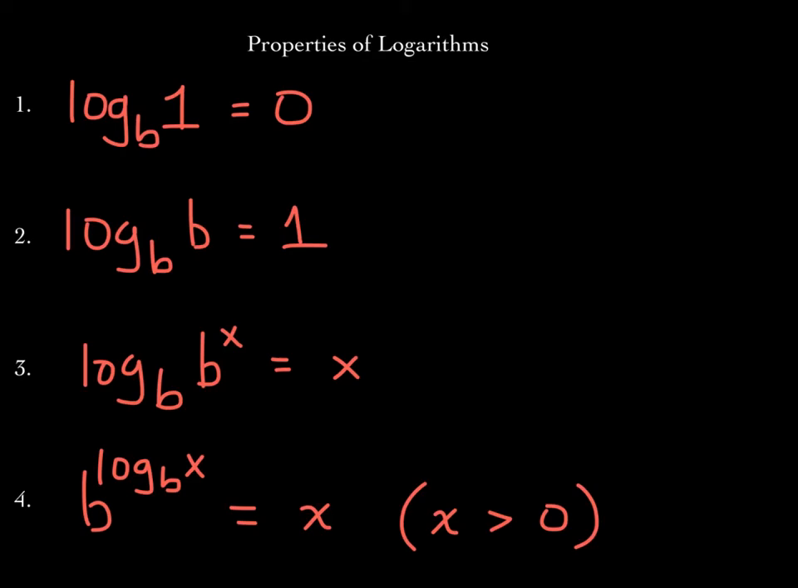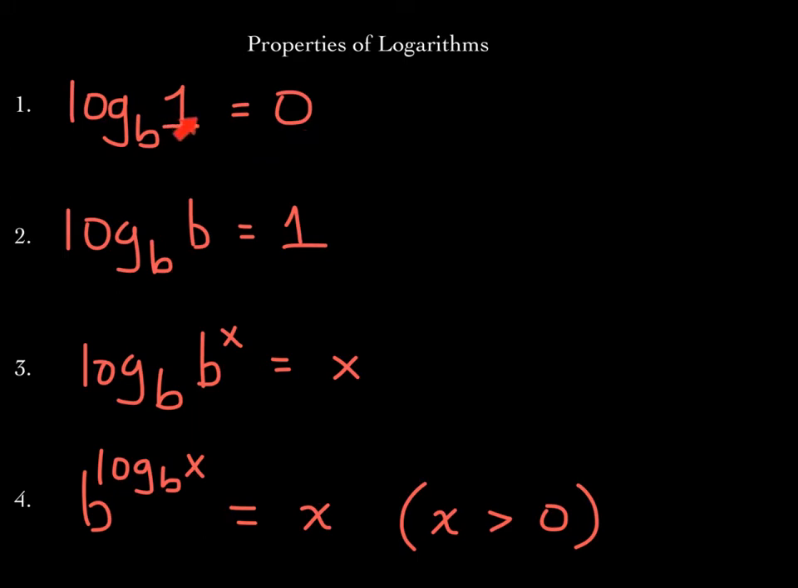In this lesson, we will discover and understand the properties of logarithms. Here are 4 different properties that we will discuss briefly in this lesson. There'll be some more properties later on, but for now, these are the first 4 I want to discuss with you. The first says that log base b of 1 will always be equal to 0.